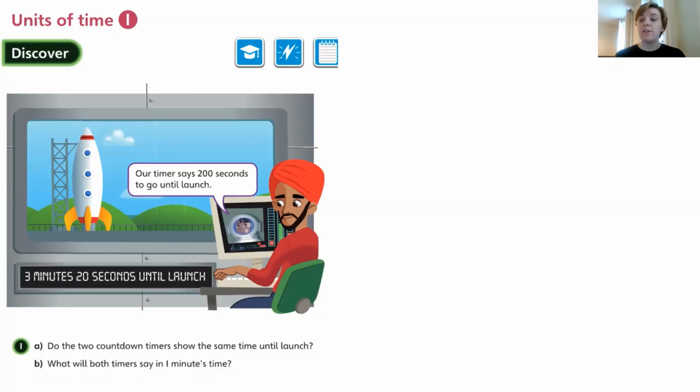Now today we're looking at units of time, and for Discover we have the launch of a rocket into space, and they're counting down the time to go until that happens. So for this timer it says 3 minutes 20 seconds until launch, but the astronaut is looking very worried because he says our timer says 200 seconds to go until launch. Now your question is, A, do the 2 countdown timers show the same time until launch? B, what will both timers say in 1 minute's time? Have a go.